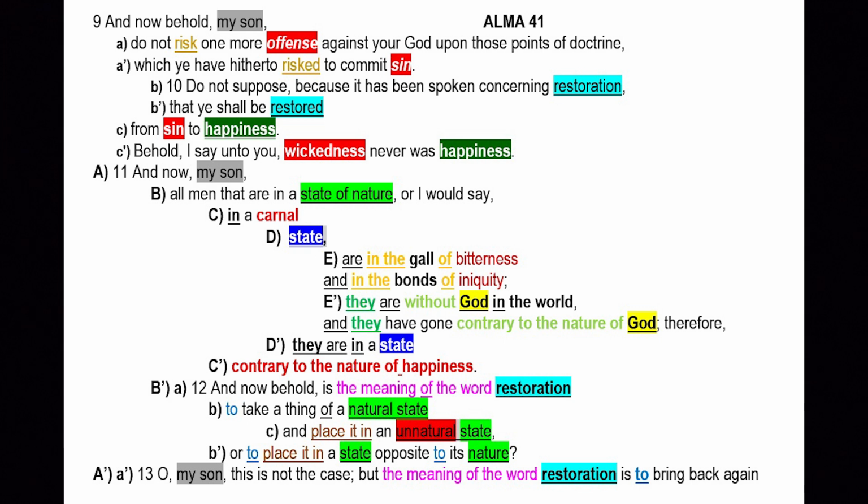So you see "my son" three different times. It could be that there's one little block up above and then another little block from 11 to 13. Or they could all be mashed together. But I've noticed that when they say "my son" or "for behold" or "now behold," often it's a break between concepts. In verse 9, they're stating something twice: do not risk one more offense against your God on the points of doctrine, which you have hitherto risked to commit sin. So sin adds a little bit more on offense.